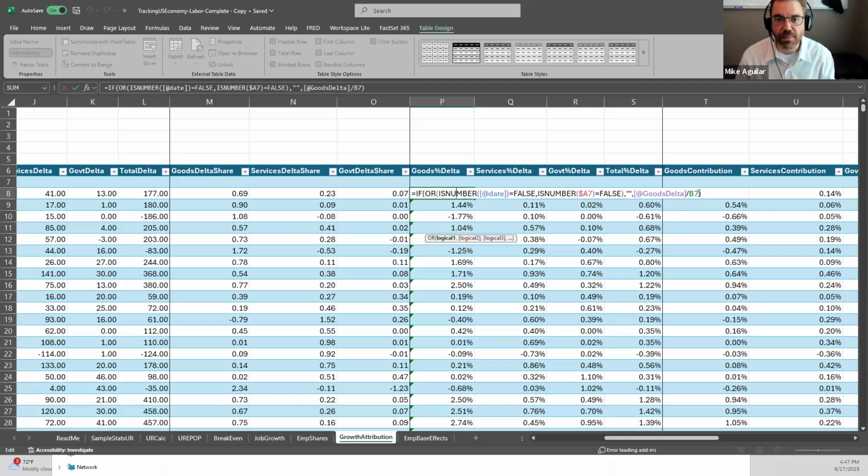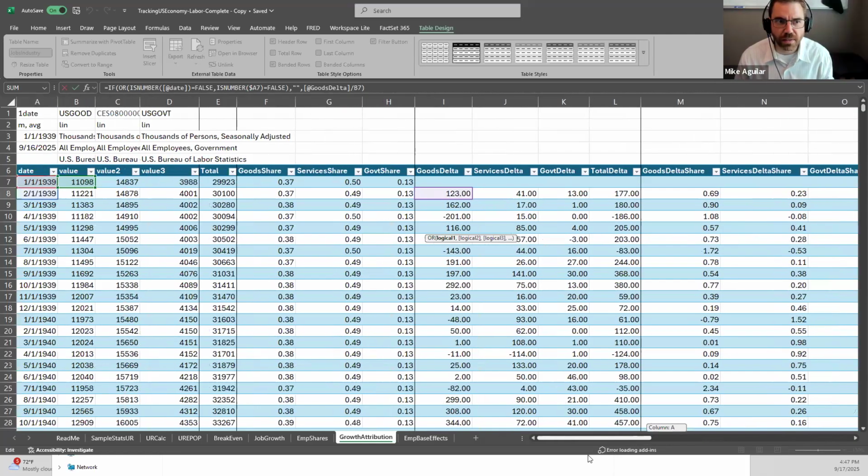So at goods delta divided by B7. At goods delta. There we go. So the goods delta is column I. What we want to do is take the change in the number of jobs for that category. So that's, imagine a fraction, right? That's the percent growth divided by the prior row. That was the B7. You see that highlighted there. The prior row gives you the amount of jobs for the goods sector for that period.